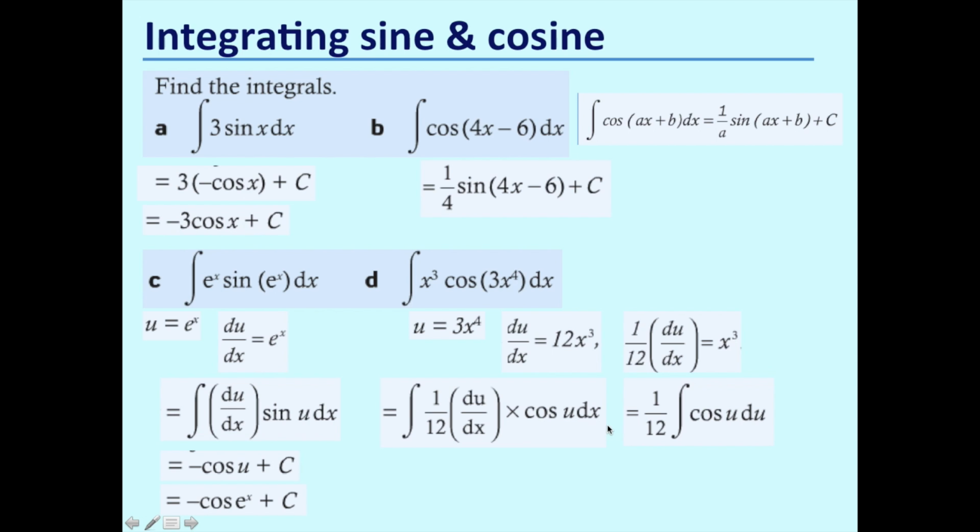And then we know that the integral of cos u is going to be sine u. So I end up with 1 over 12 sine u plus c. So what we've done here is just the dx's have cancelled out, and I've taken out 1 over 12 as a constant to enable me to integrate this simply, which gives me this here.